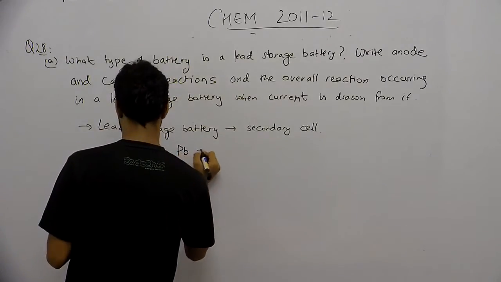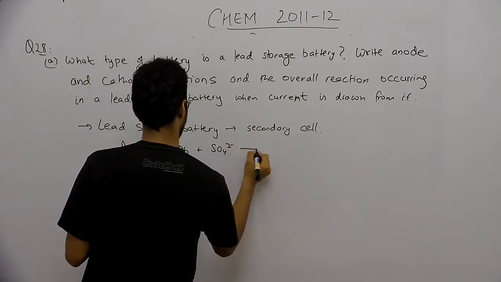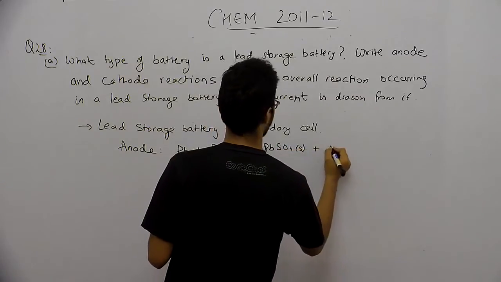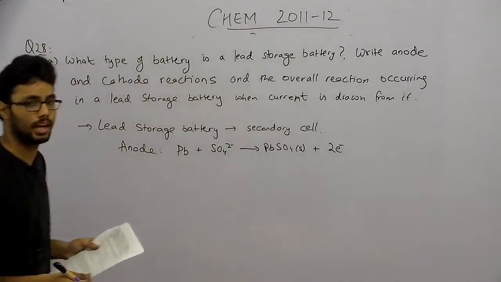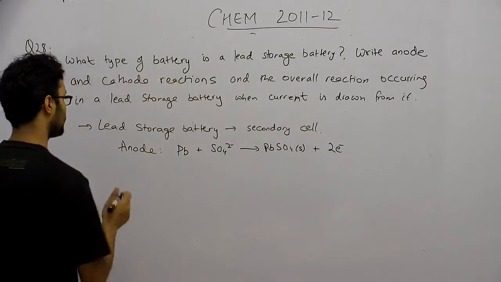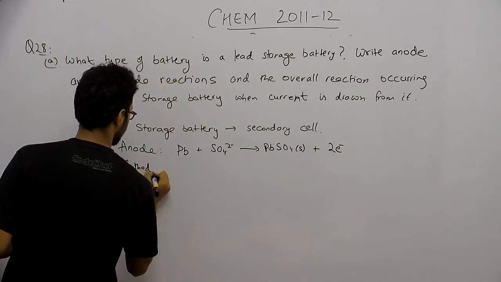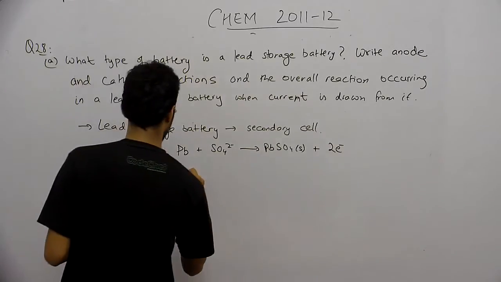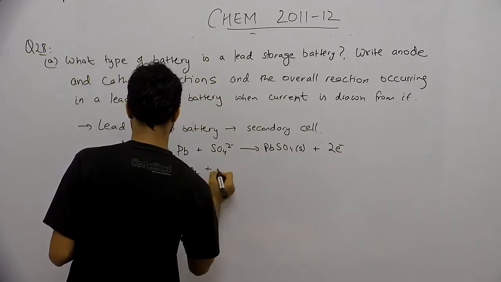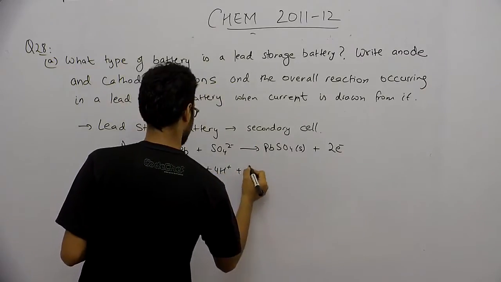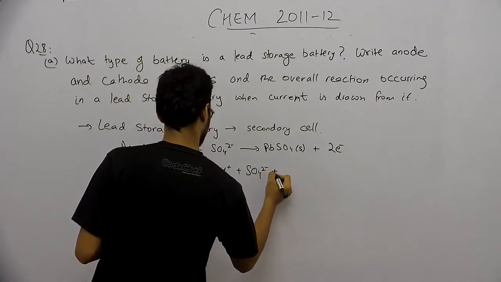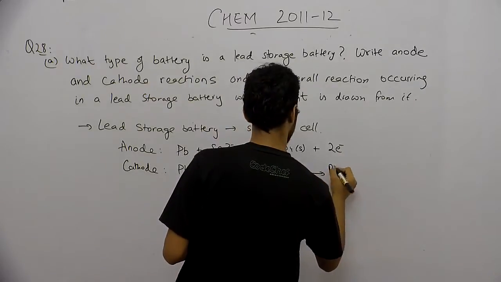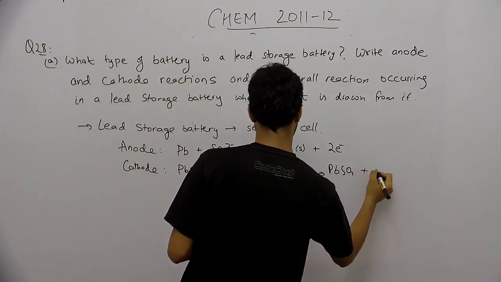lead, Pb, plus sulfate gives lead sulfate in solid form, releasing 2 electrons. The cathode part of the reaction is the reaction that is occurring at the cathode of a lead storage battery. Lead oxide plus hydrogen ions plus sulfate, consuming 2 electrons, gives lead sulfate plus water.